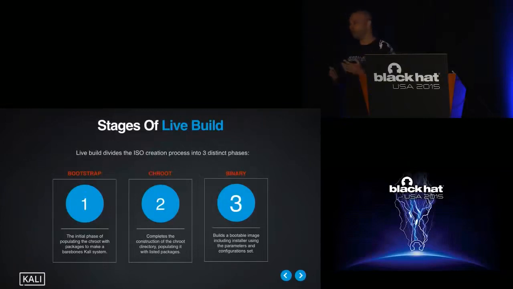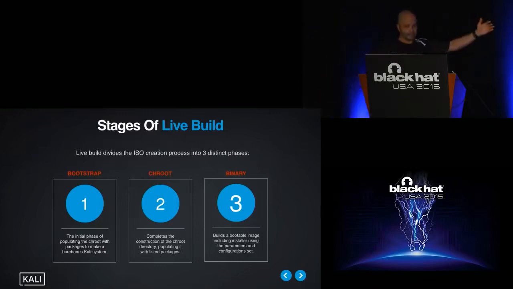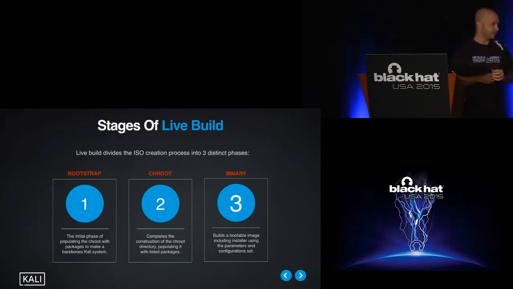And this is also where you can make changes in the chroot environment, such as changing wallpapers and running additional hook scripts, etc. And then the last stage is the binary stage, where everything that we've downloaded and everything that we've modified is coalesced into one ISO file, and that ISO file is then ready for us for use.